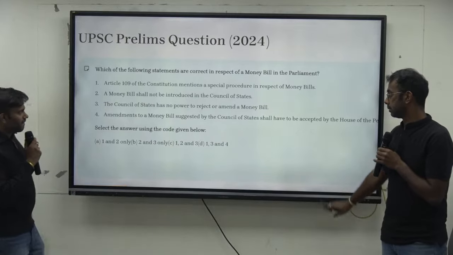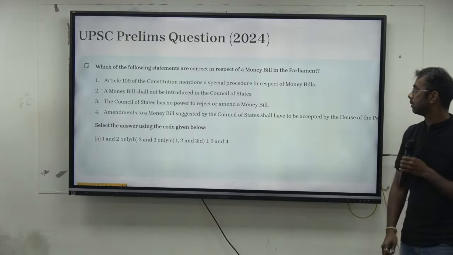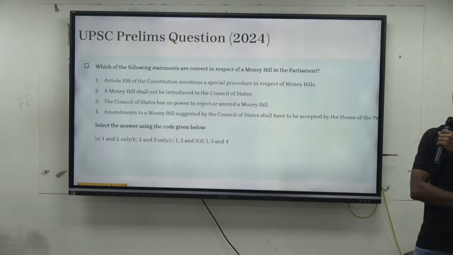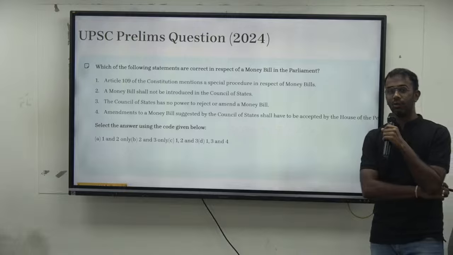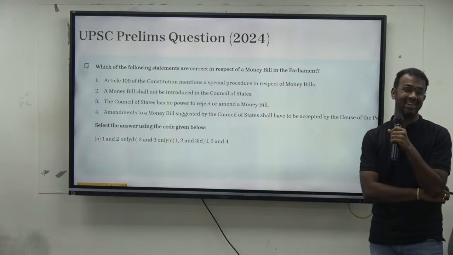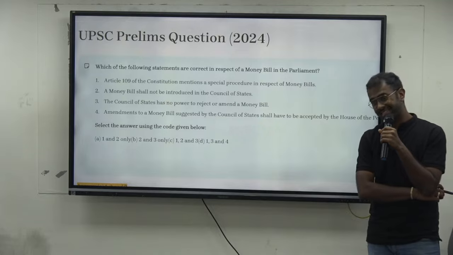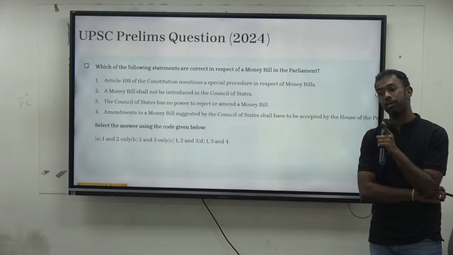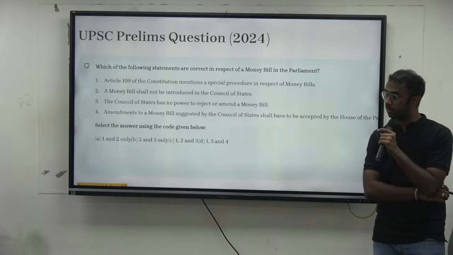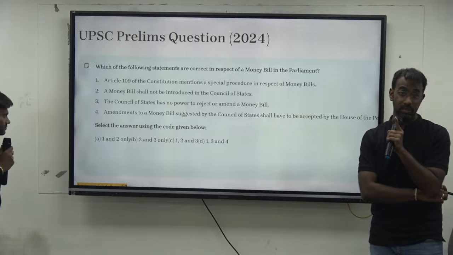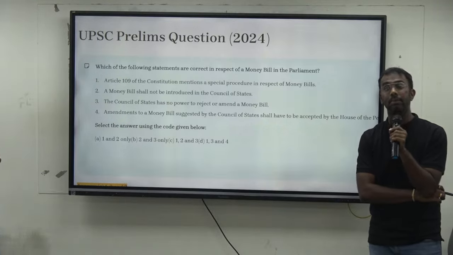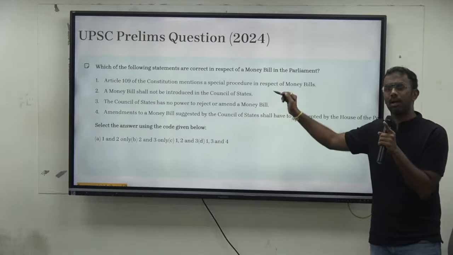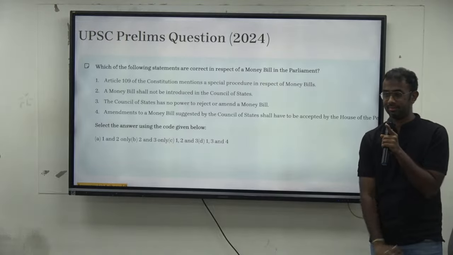Okay. Then the first statement: Article 109 mentions a special procedure with respect to money bills. Today you know it, but that day nobody knew it. Again, this is the issue. We do a post-mortem. Understood? But if you had observed, money bill was a repetitive topic. It was my duty to read everything about money bill. Everything doesn't mean whatever is only mentioned in Lakshmikant. Are you getting it? 99.99% got this wrong.